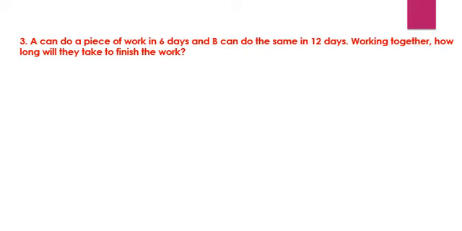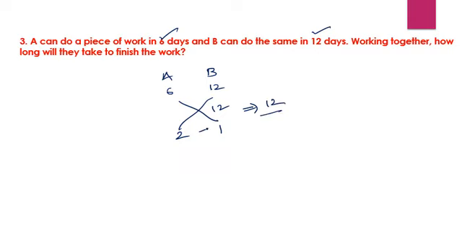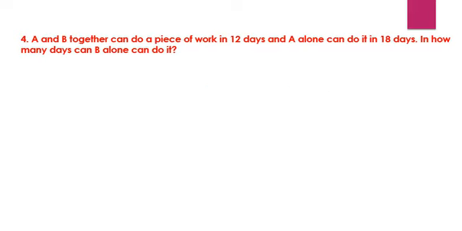Third example: A can do a piece of work in 6 days and B can do the same in 12 days. Working together, how long will they take to finish the work? A and B: 6, 12. LCM is 12. 6 goes 2 times, 12 goes 1 time. So the answer will be 12 divided by the sum of individual works, that is 3. 12 by 3 is equal to 4 days. So this is the type 1 problem. We can label it as level 1.